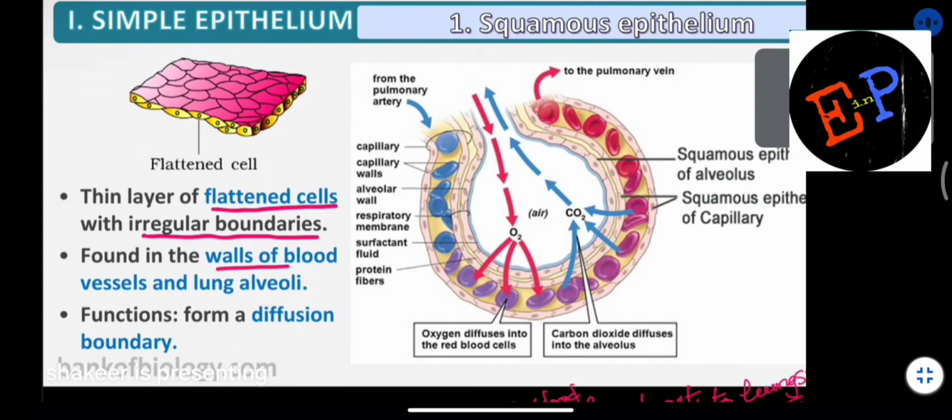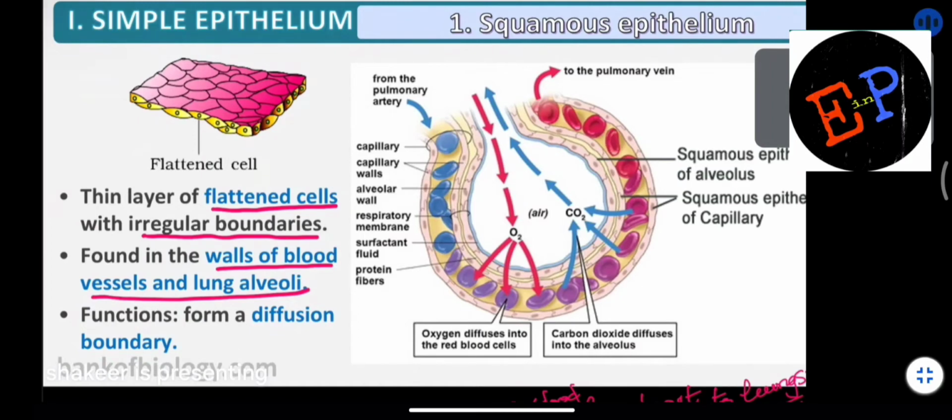So the walls of blood vessels and lung alveoli are made up of this squamous epithelium. Where do you find this simple squamous epithelium? In the walls of blood vessels. Blood vessels means what? Arteries as well as veins. And you will find it in lung alveoli also. What is meant by lung alveoli? Alveolus is the singular form. The total lungs are made up of small air sacs, no? Small air sacs, and through these air sacs the diffusion of gases takes place. Are you able to understand?